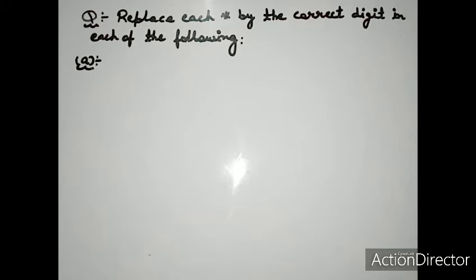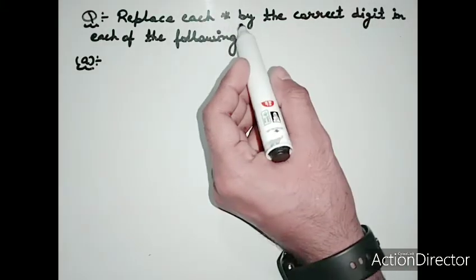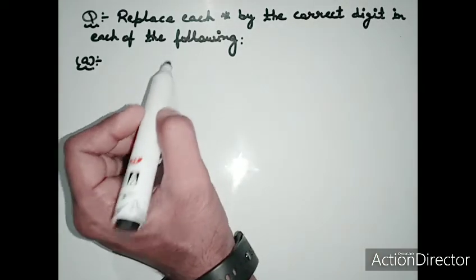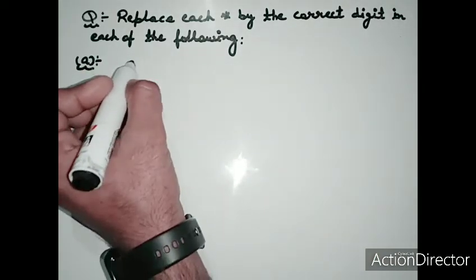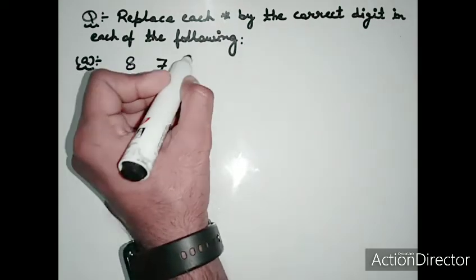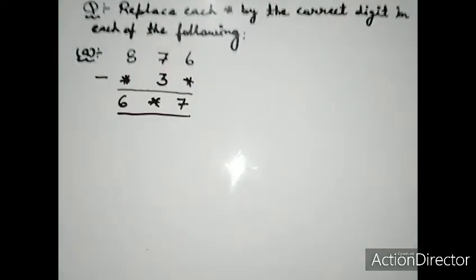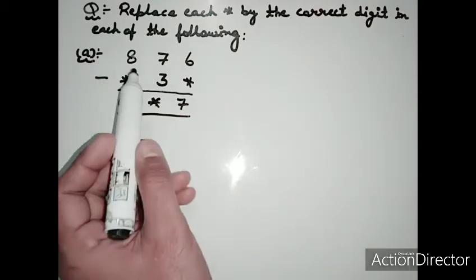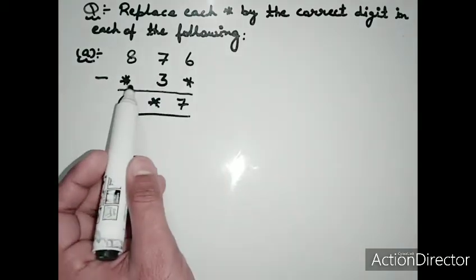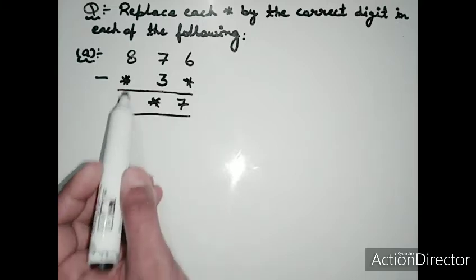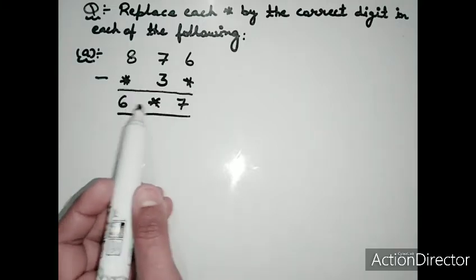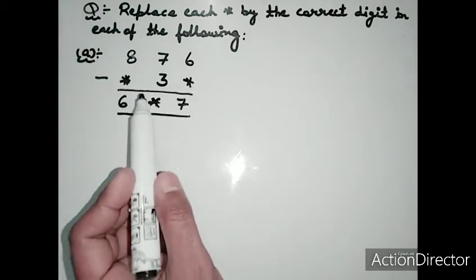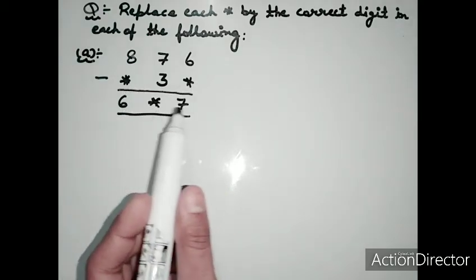Now here we take the next question. Replace each star by the correct digit in each of the following. Now here we take the first example, 876 minus star 3 star, and here we give the difference 6 star 7. So here we fill in the correct number according to the difference.